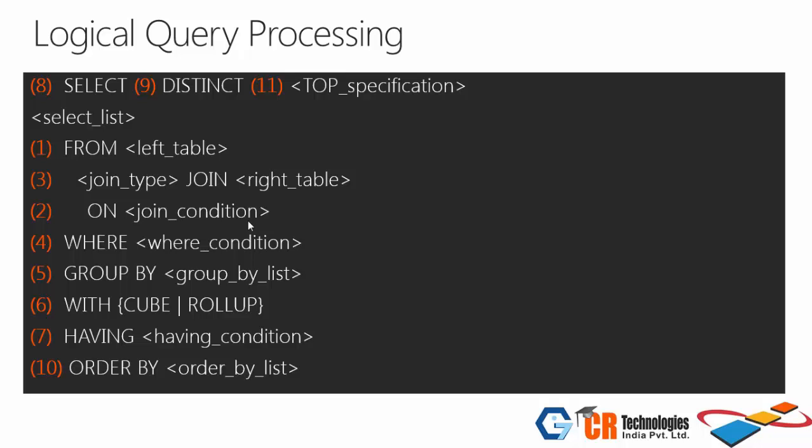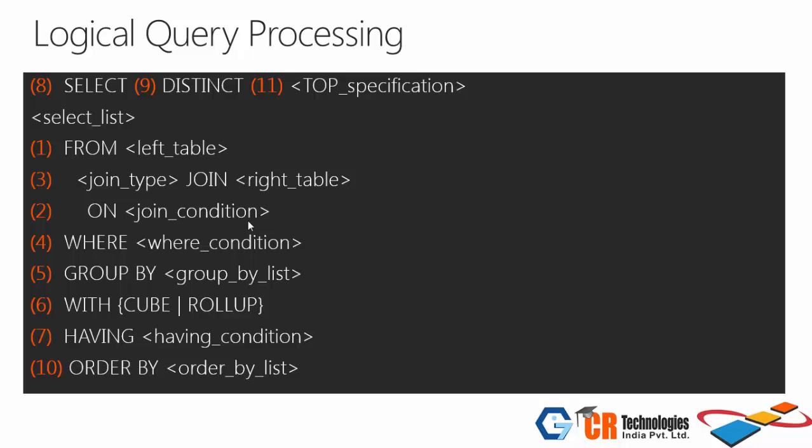The next clause which you'll notice here would be the on clause. The on filter is applied on the virtual table 1, and only rows for which the join condition is true are inserted into virtual table 2. I hope you're able to imagine this flow right now. Look at the numbers on the screen.